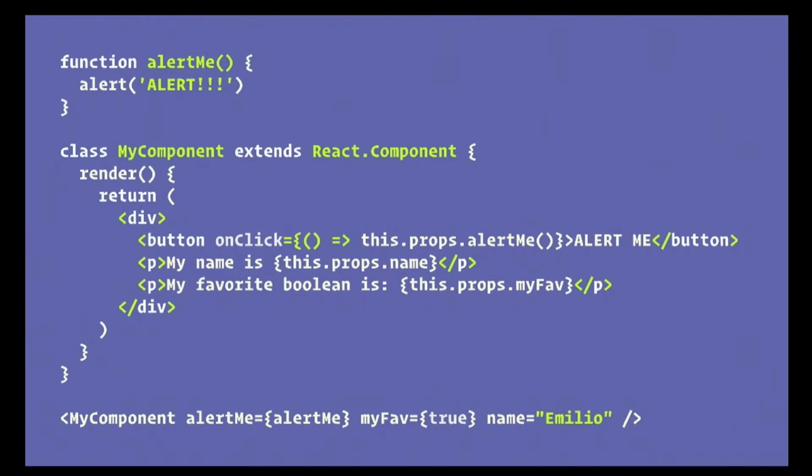Exactly. So those are the props: alertMe, myFave, name. And they're written like you would write an attribute in HTML. But if you want to pass something into a component, you pass it in using props. So we're passing the function alertMe into MyComponent so that MyComponent then has access to that function. Same with myFave. Here we're just setting myFave to be true, it's a Boolean, and we're setting the name to be Emilio.